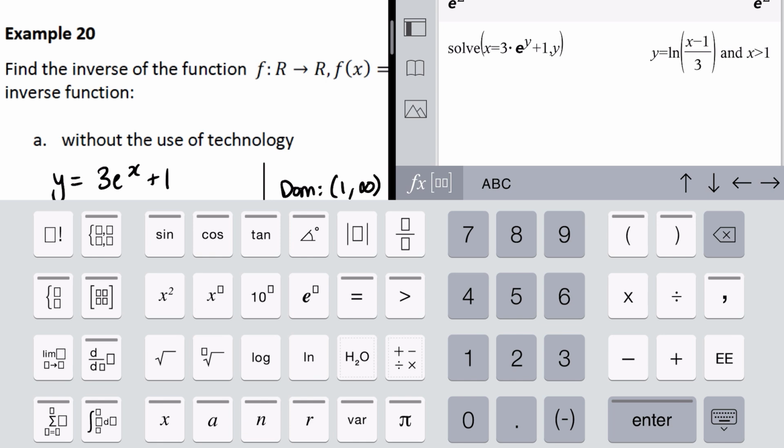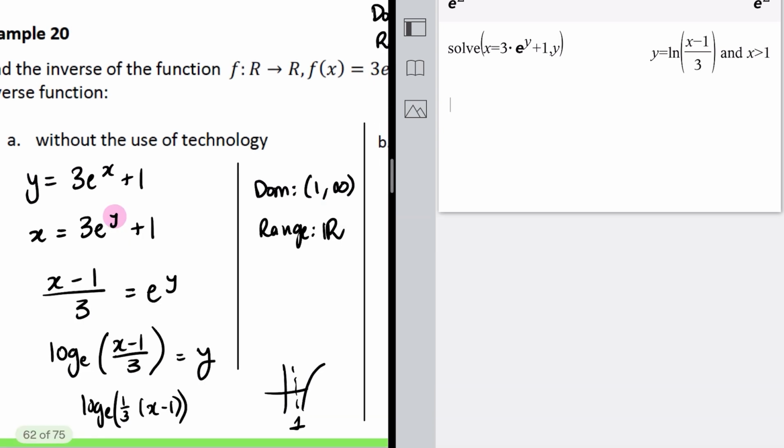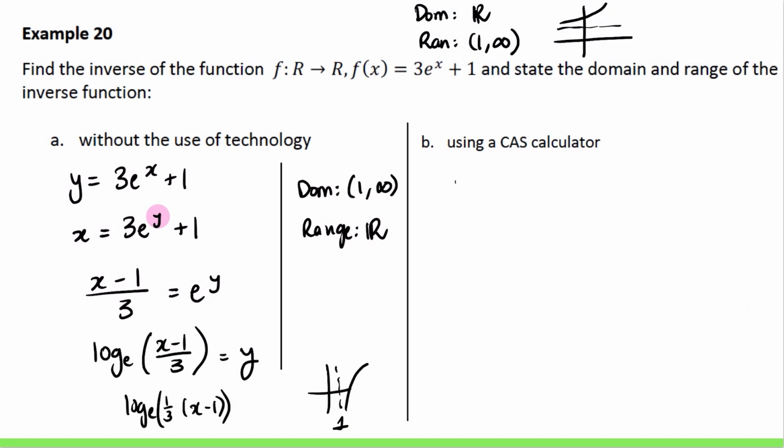So I do want to also point out that ln in the calculator, and you can also write it by hand, just means the natural log, which is log e. So we actually get exactly the same as what we've already found. So that's log e of (x minus 1) on 3.